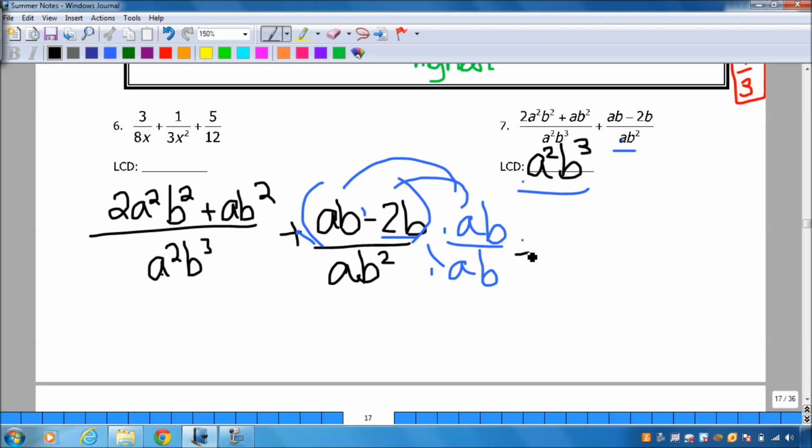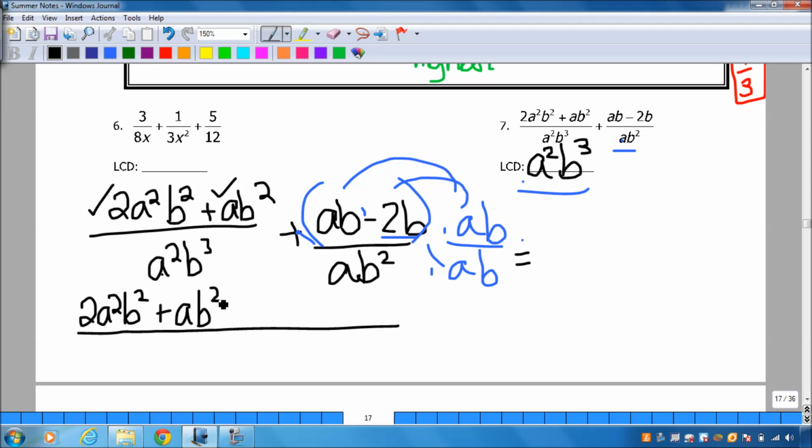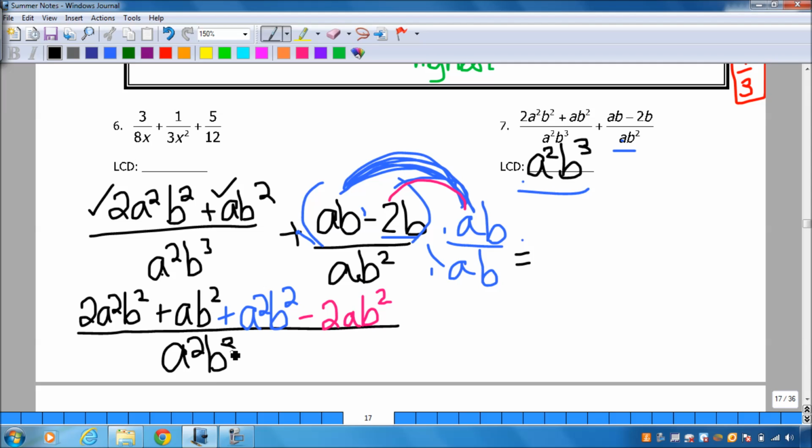So that's equal to, I'm going to put this all on one fraction. So this 2a squared b squared just gets copied down, okay? This ab squared also gets copied down. Now I'm going to distribute this ab to this ab. And that ends up being plus a squared b squared, all right? Then I'm going to distribute this ab to this negative 2b, so that becomes negative 2ab squared. And it's all over our common denominator of a squared b cubed. All right, we're almost there.